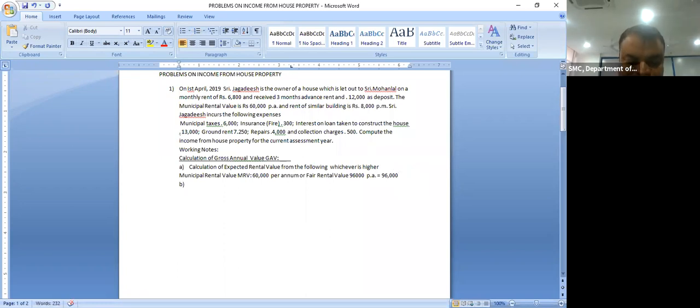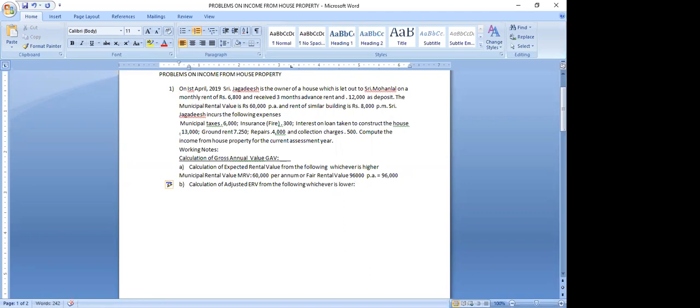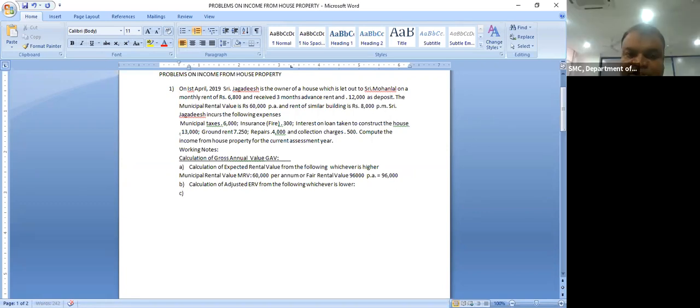again compare, or calculation of adjusted ERV. Okay, calculation of adjusted ERV from the following. Is it whichever is higher or lower? Lower. Whichever is lower. Okay, whichever is lower.